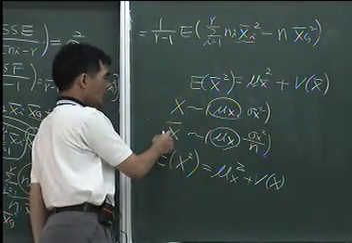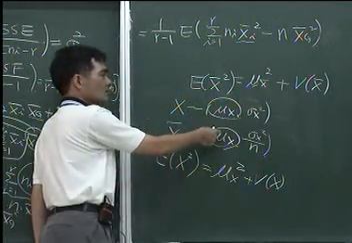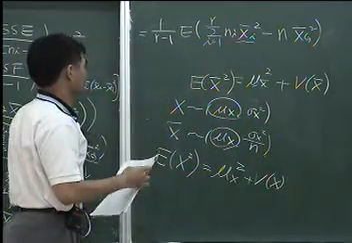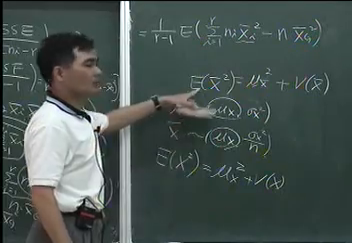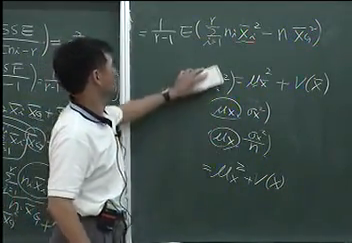X is here and x bar is here. The mean is the same. But this one, of course, is different. So what is the next step? You have to remember all these formulas. So let us continue.